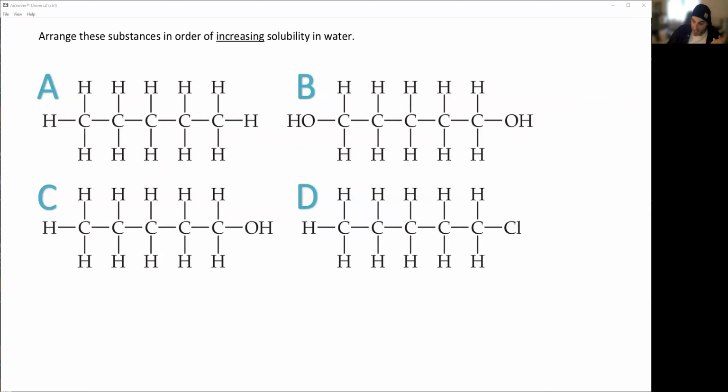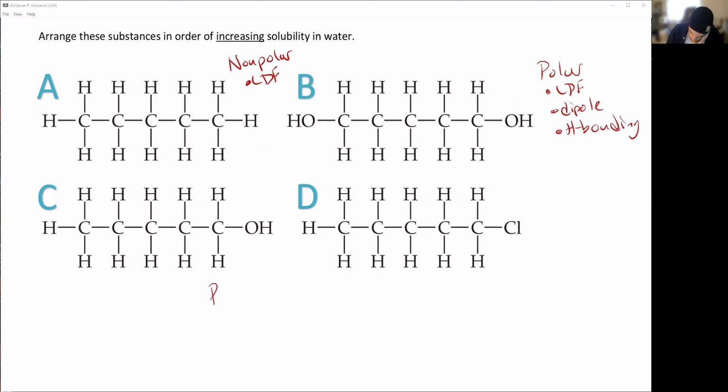So with that said, arrange these substances in order of increasing solubility in solution. We're going to treat this the same exact way that we did boiling point. So if we look at this, A is nonpolar. That means it has London dispersion forces. B is polar, so it has London dispersion forces and dipole-dipole. Does it have hydrogen bonding? Yes, it does.